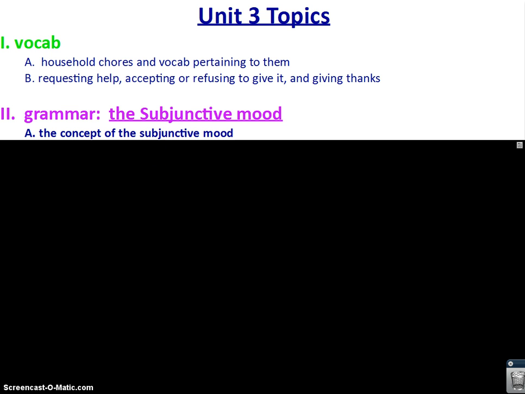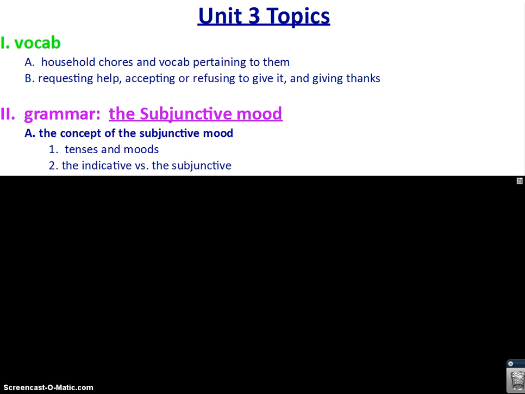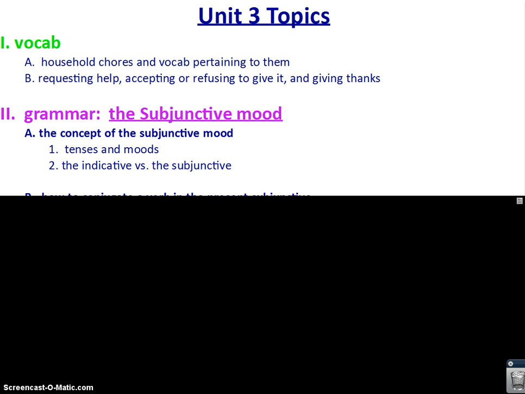So we're going to be talking about the concept of the subjunctive mood, tenses and moods, the indicative versus the subjunctive, which are both moods, and not to blow your minds, but the indicative is the mood that we have been discussing so far in your Spanish career. So when you guys learned the present tense, what you really learned was the present indicative. When you learned the preterite, it was really the preterite indicative. When you learned the imperfect, it was really the imperfect indicative. And there are corresponding moods in corresponding tenses in the subjunctive mood.